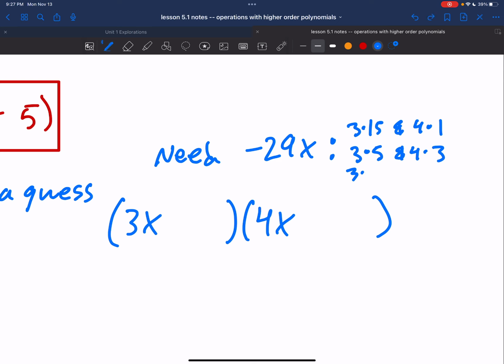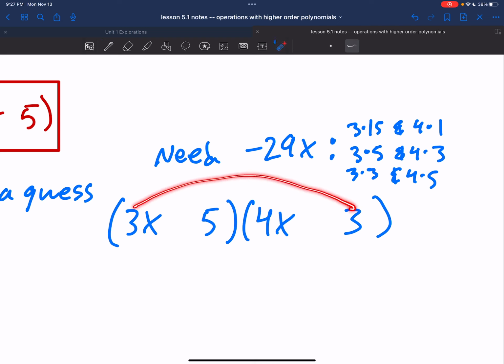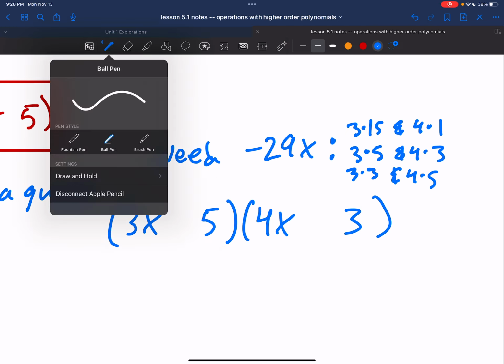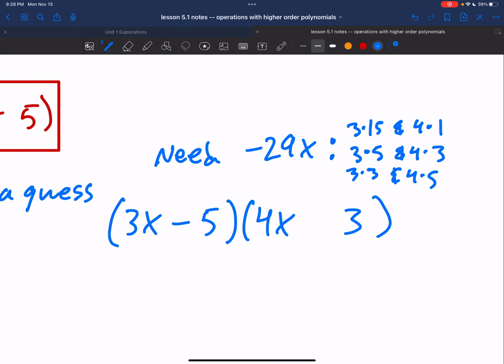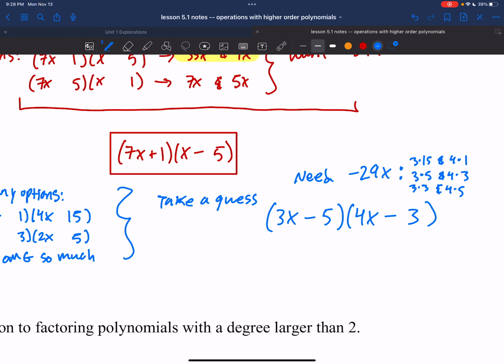How about 3 and 4? 3 and 3, that's 9. Oh, and there you go. There it is. 4 and 5. So if 4 is multiplied with 5 and 3 is multiplied with 3, then I get that 29 there. 3 times 3 is 9. 4 times 5 is 20. If I add this together, I get 29, but I need them both to be subtraction. And there it is. Ta-da.